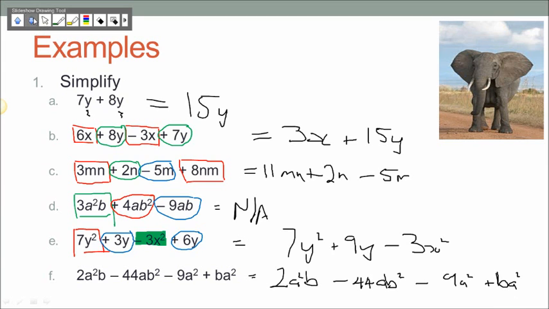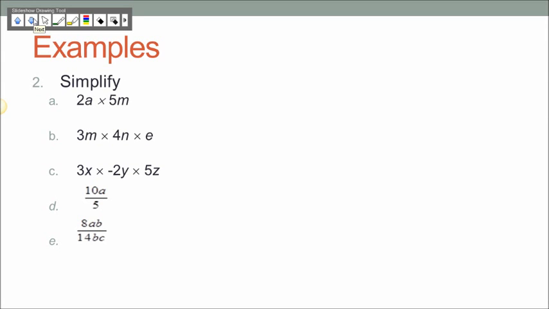Okay, let's move on to the next example. This is example number 2. And this time, instead of adding and subtracting terms, we are going to be multiplying and dividing them, which is going to change how we do things. But it still involves the same 2 steps, which I'm going to give to you now. So let's have a look.